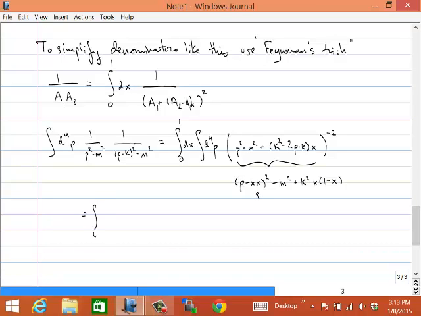So this then is the integral dx times the integral d4p, where p is now a shifted momentum variable, of 1 over p squared minus m squared plus k squared x times (1 minus x), all quantity squared.